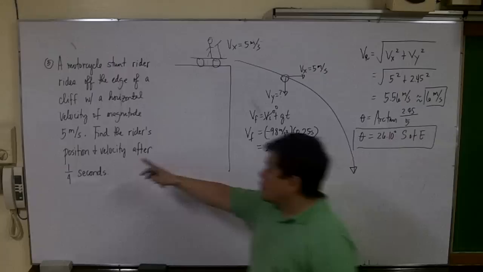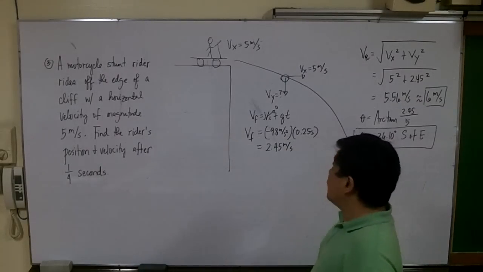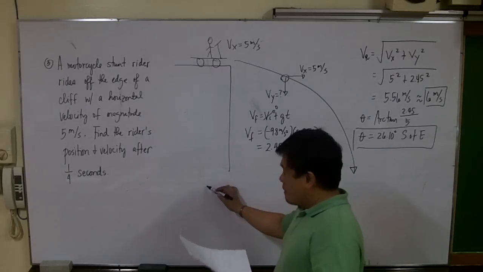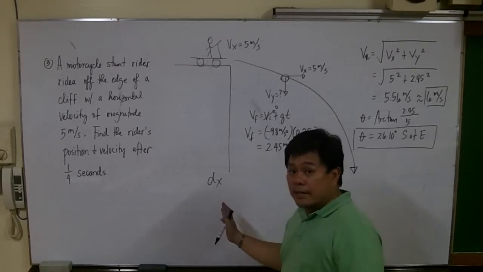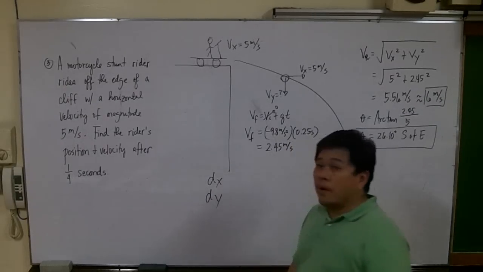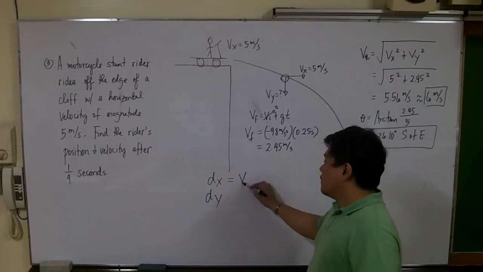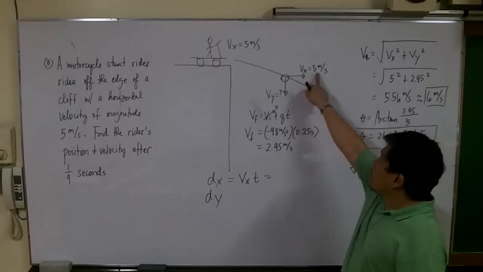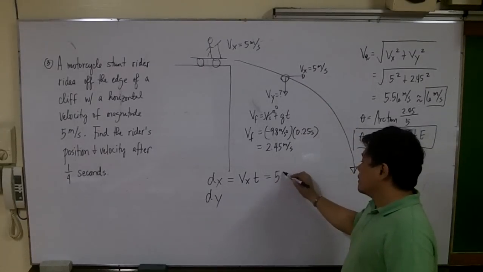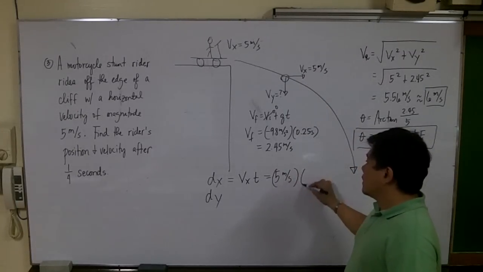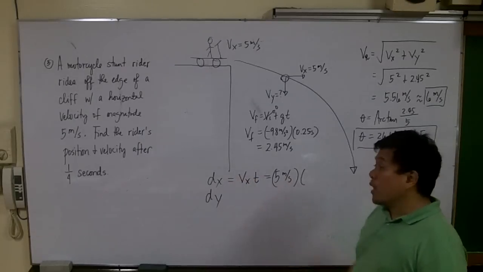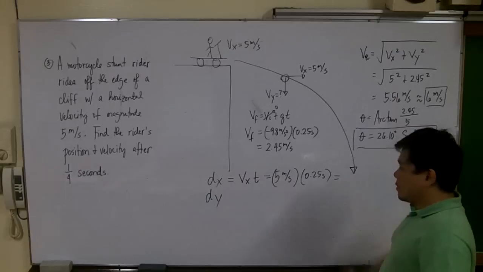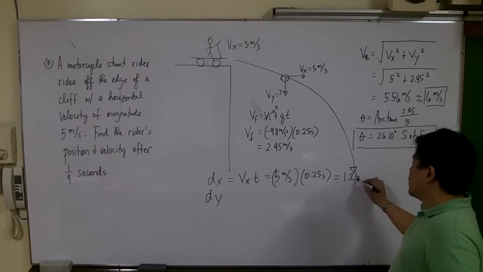We now solve for the position of the rider after t is equal to 0.25 seconds. For the position, we have to solve for d sub x, and we also have to solve for d sub y. D sub x is given by this equation, v sub x t, and the v sub x, even up to this point, is 5 meters per second, multiplied by the time. It's given at 1/4 of a second or 0.25 seconds. We will get 1.25 meters.